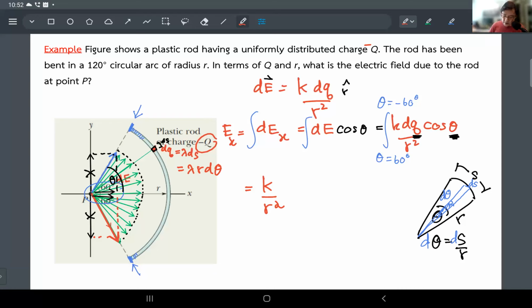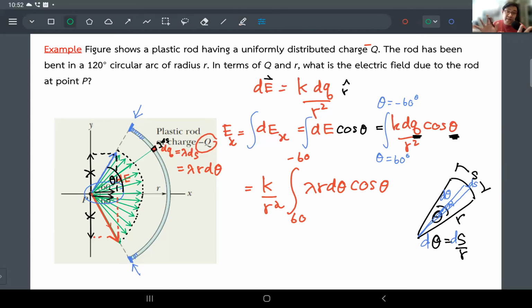So now the integral looks like lambda r d theta cosine theta. See, perfect. So now everything is already in terms of theta. Theta goes from 60 to negative 60. Actually, I'll comment about where I should start and where I should stop a little bit later. But for now, let's do it naturally like this, even though it's completely opposite to what it's supposed to be.